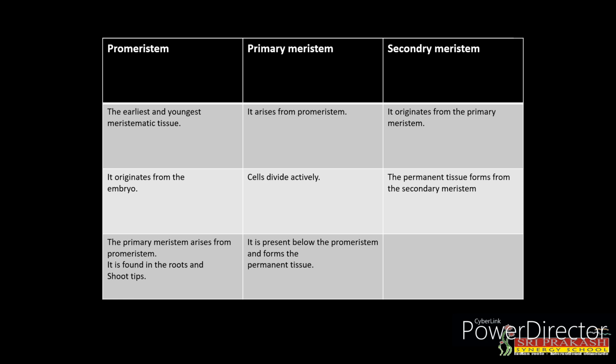Primary meristem. It arises from promeristem and its cells divide actively. It is present below the promeristem and forms the permanent tissue. Secondary meristem. It originates from the primary meristem. The permanent tissue forms from the secondary meristem.